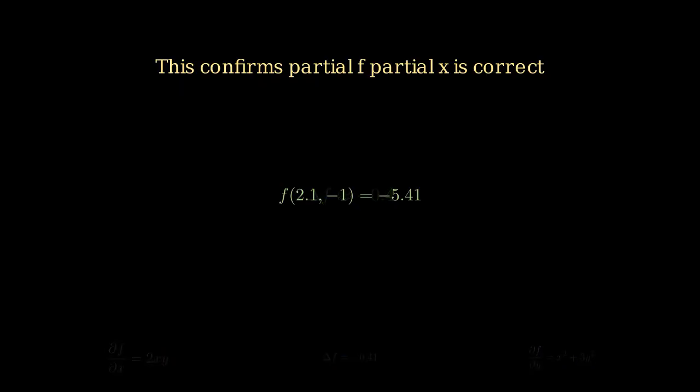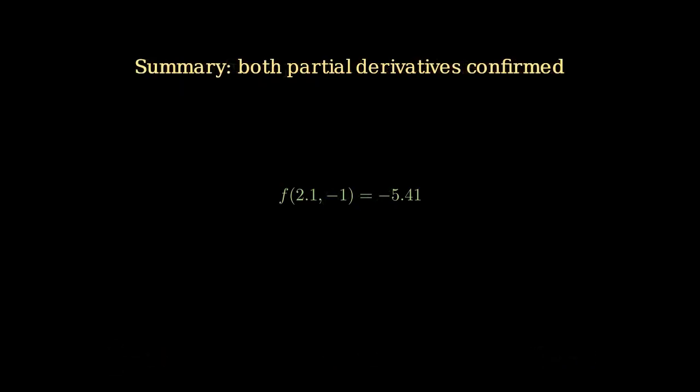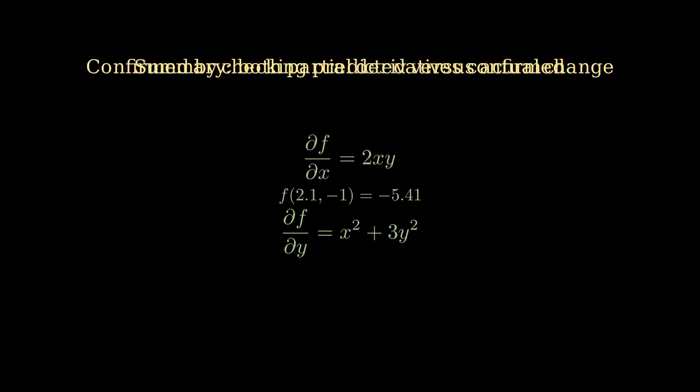So to summarize, the partial derivative of f with respect to x equals 2xy, and the partial derivative of f with respect to y equals x squared plus 3y squared. Both formulas were confirmed by substituting real numbers and checking the predicted change against the actual change on the surface.